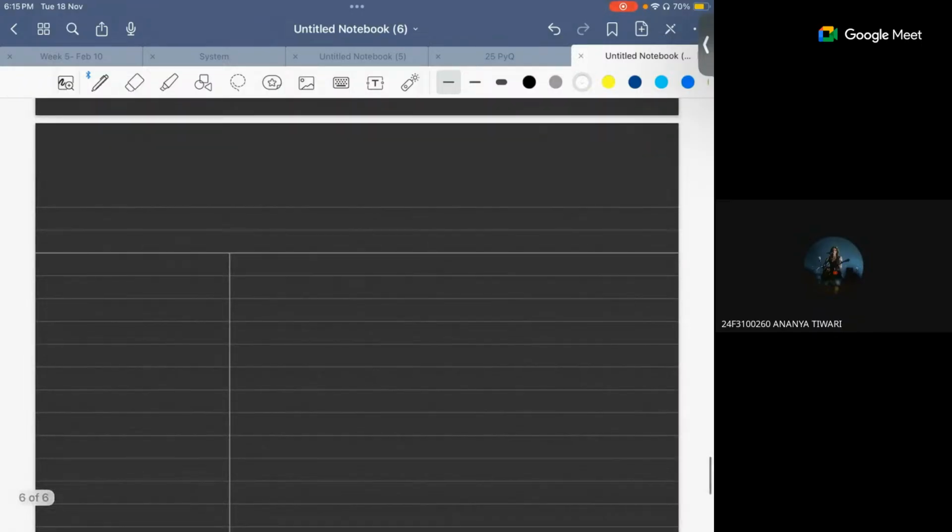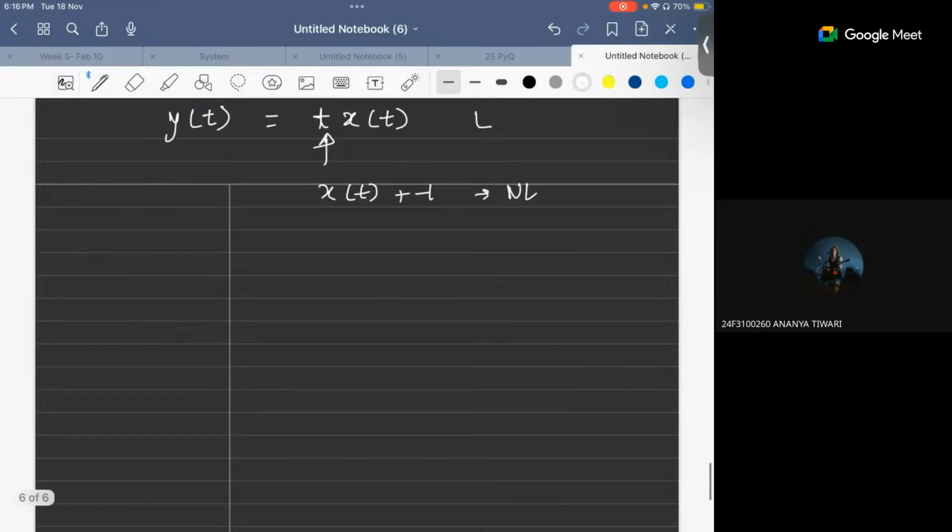Yeah. So okay, if this is clear, just let me know what about this system. Is this linear or non-linear? This is linear, right? Because I told you this t can come as a multiplication. It should not be, if this was xt plus t, then this was non-linear, but this is linear. Okay. I hope this is clear.